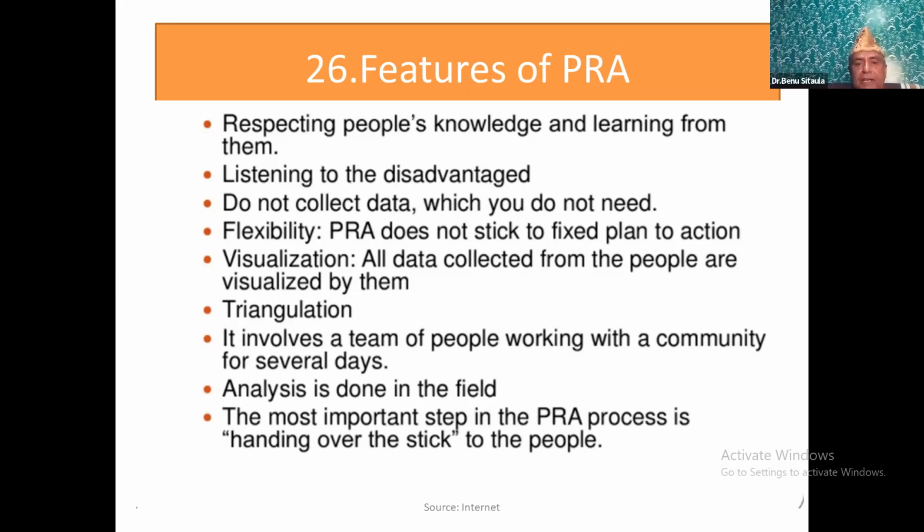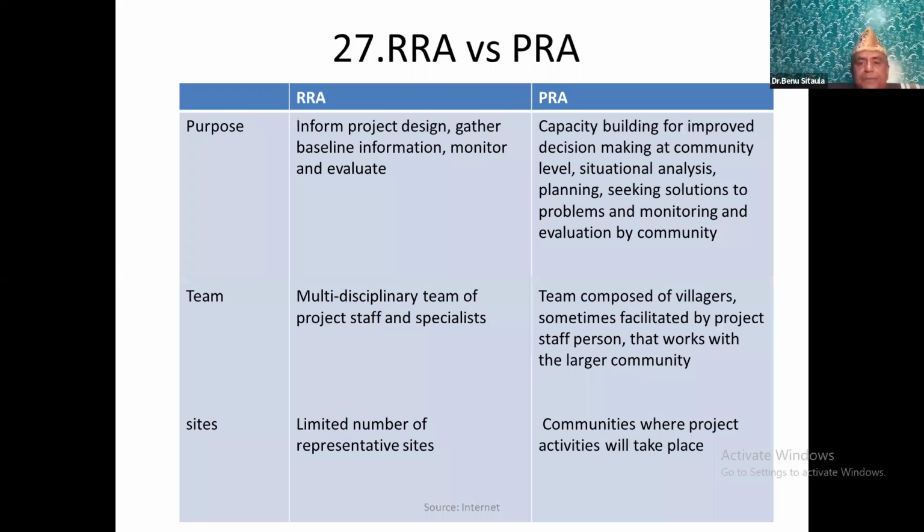And these are the features of the participatory rural appraisal. Respecting people's knowledge and learning from them, listening to the disadvantaged persons also. Do not collect data which you do not need. And there is flexibility, visualization, and triangulation also. It involves a team of people working with the community for several days. It's a time-taking process. Analysis is done in the field. And the most important step of the PRA process is handing over the stick to the people.